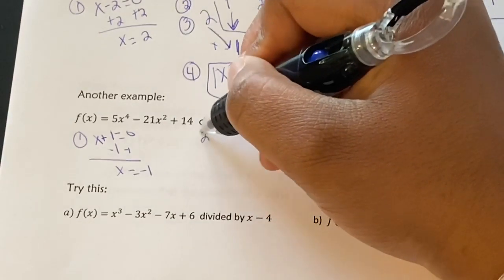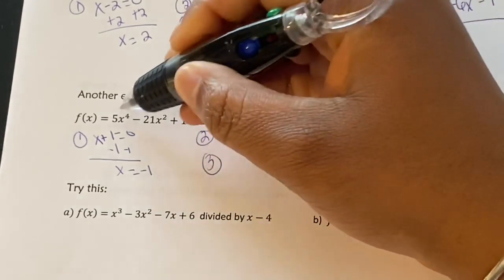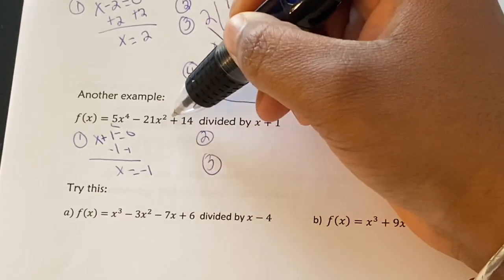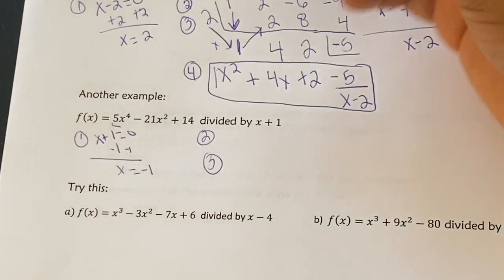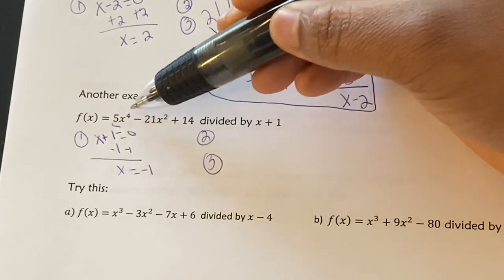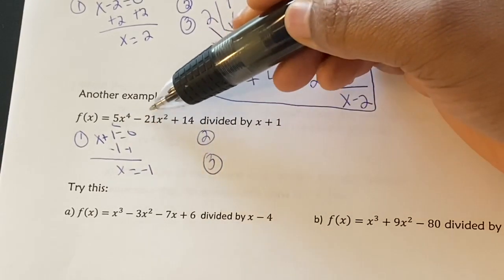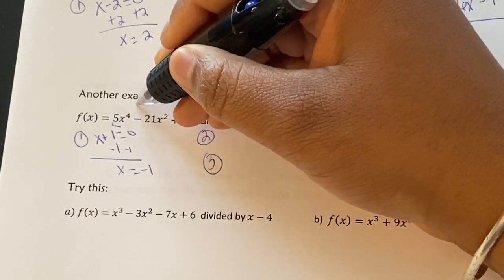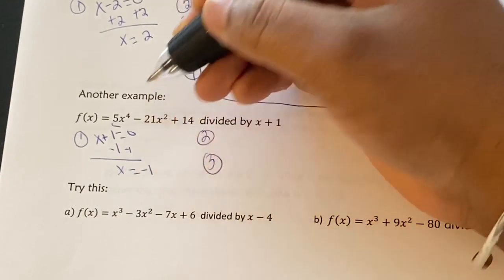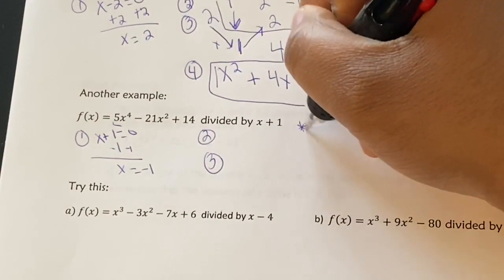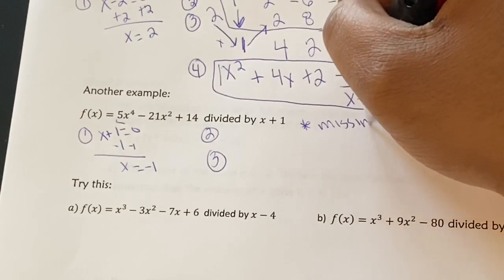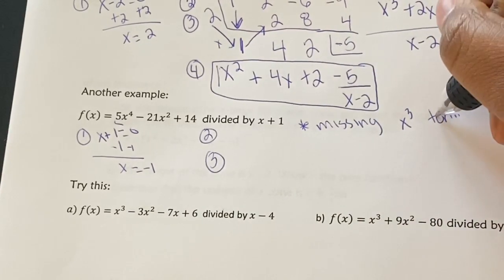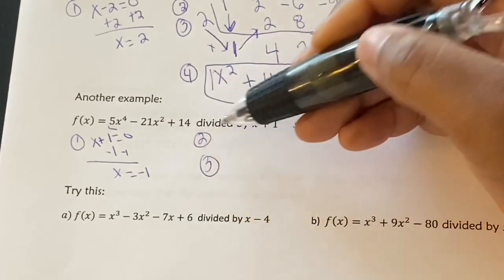Step 2 and 3, take your coefficients. Here it's 5. Now, if you notice here, this is tricky. 5x to the 4th. And then I jump to -21x squared. I'm missing a third term. I'm missing the x cubed term. So I have to replace that, since it's missing, with a 0.